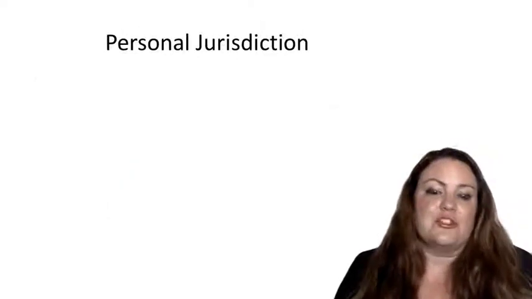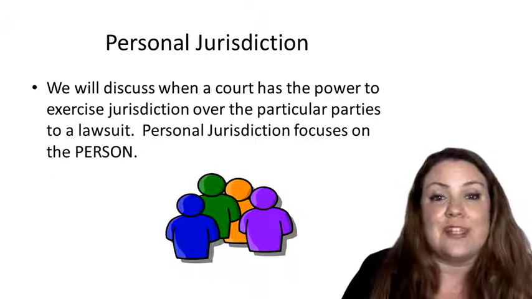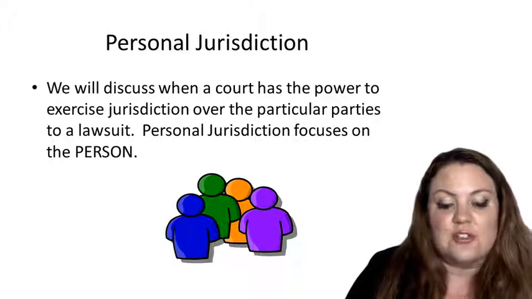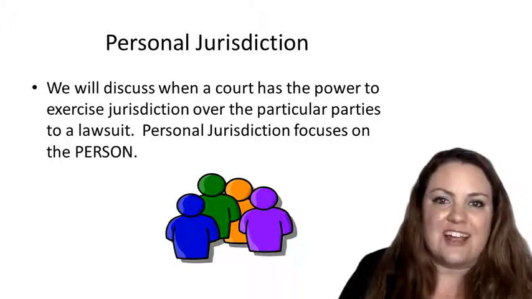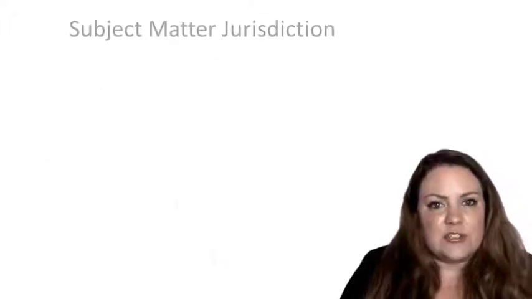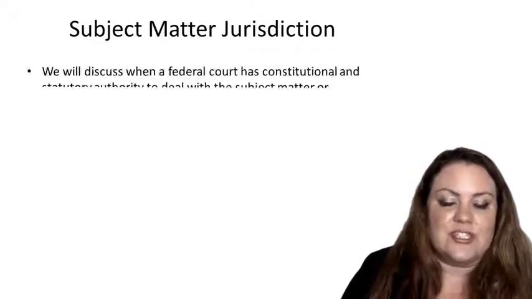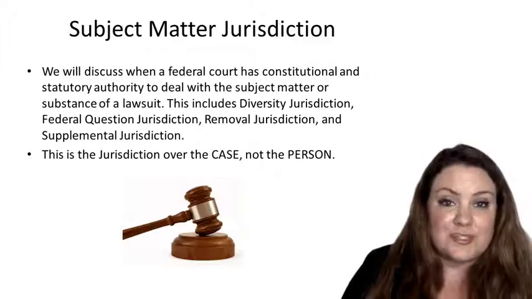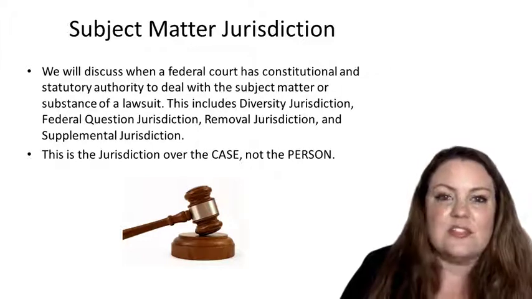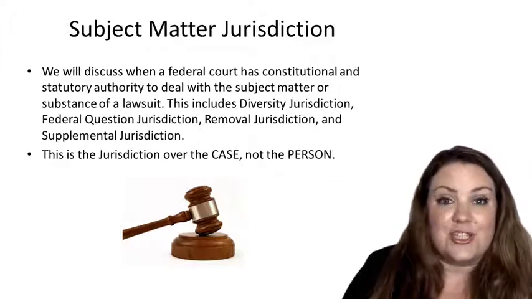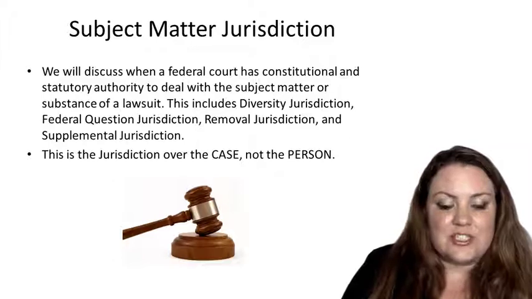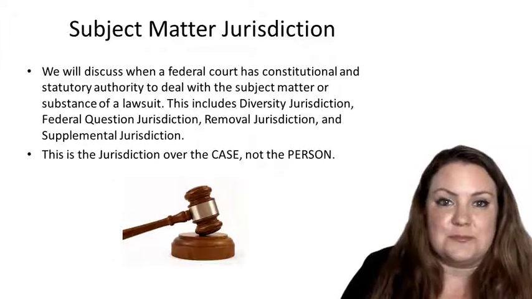First, we're going to talk about personal jurisdiction. We will discuss when a court has the power to exercise jurisdiction over particular parties to a lawsuit. Personal jurisdiction focuses on the person. Then we will talk about subject matter jurisdiction. We will discuss when a federal court has constitutional and statutory authority to deal with the subject matter or substance of a lawsuit. This includes diversity jurisdiction, federal questions, supplemental, and removal. Remember, subject matter jurisdiction deals with the case, not the person.